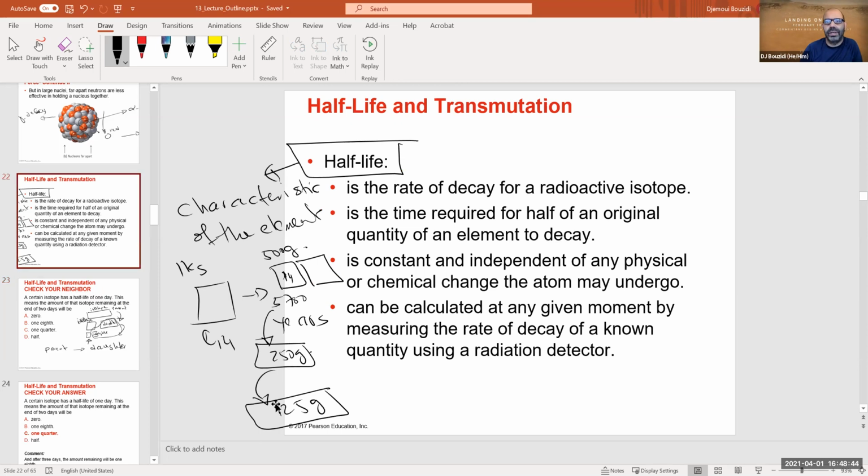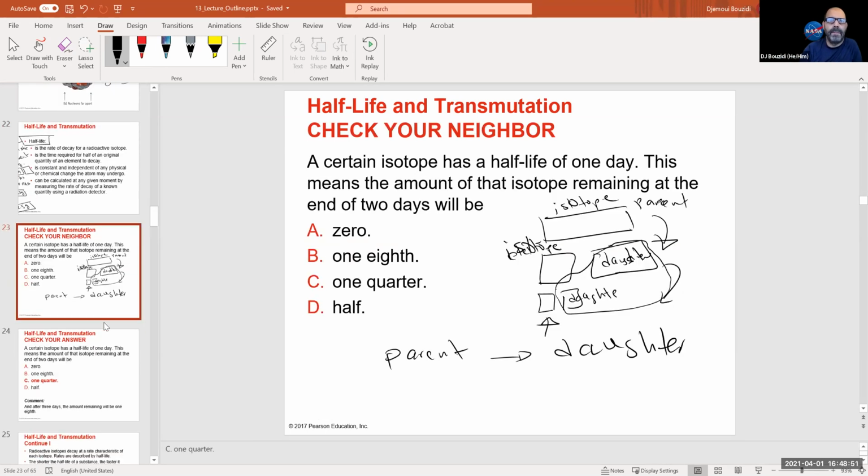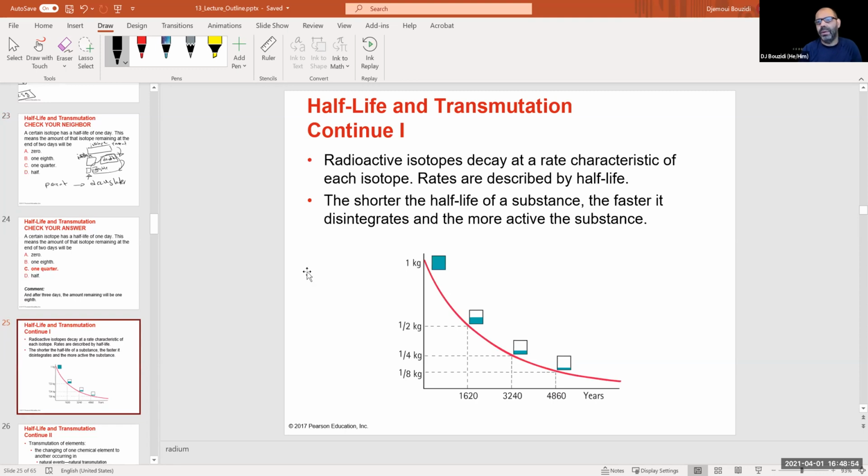For example, the example I started with: carbon-14 is the parent. Carbon-12 is actually the daughter in this case. So here is an example. This is radium. After 1,620 years, if you start with 1 kilogram, you will be left with half a kilogram. After twice that much, you will be left with a quarter of it. After 4,800 years, you will be left with 1/8 of a kilogram. This never ends, though. You will always have traces of that element somewhere in there, even on the atomic scale.